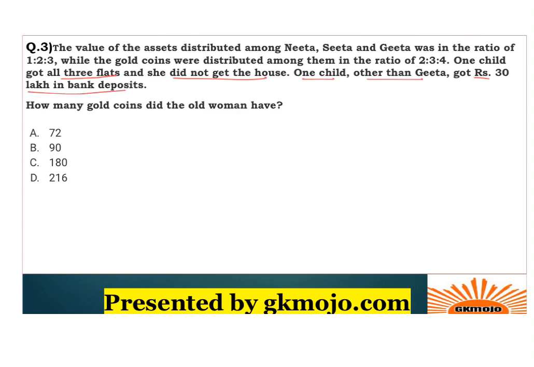So the easy way out: let's get the table in hand. There is Nita, Sita and Geeta, and over here we'll have the bank deposits. I'm using the short form. This is the house and this is for flats, and here this will be for the gold. I'll just draw lines so that you can make a difference between these.